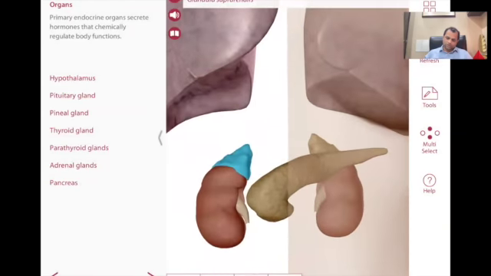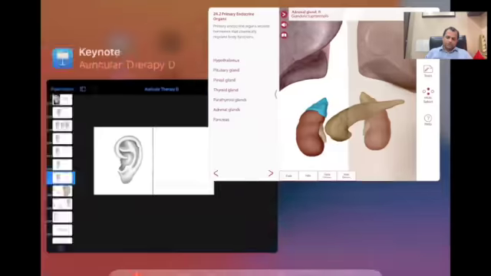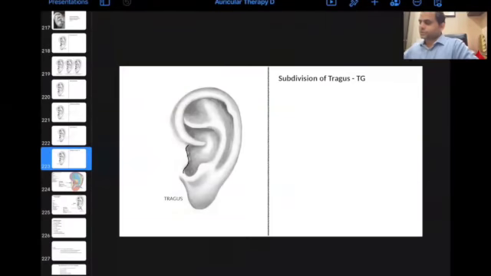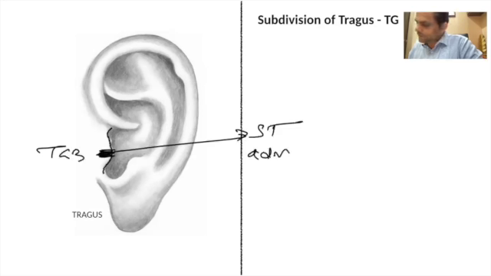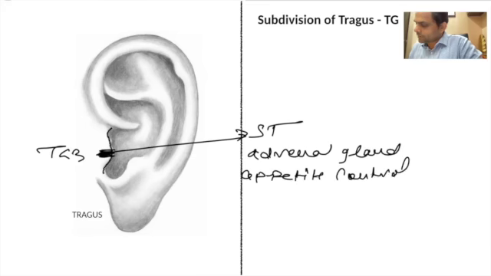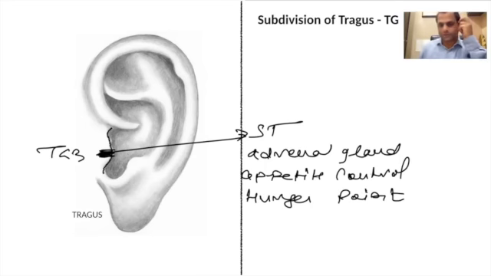If you see, the lower is the kidney and upper is adrenal. This is the kidney and this is the adrenal. So adrenal is in the upper part. So adrenal is coming in the middle part. So जब हम कान की बात करते हैं, when we talk about the ear, the middle part, tragus 3, is connected with the stomach as well as the adrenal gland. So it is connected with the appetite control as well as the hunger point.